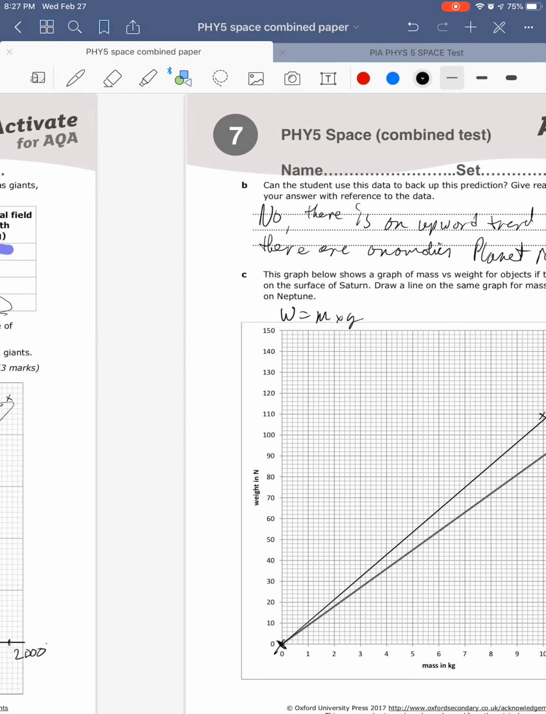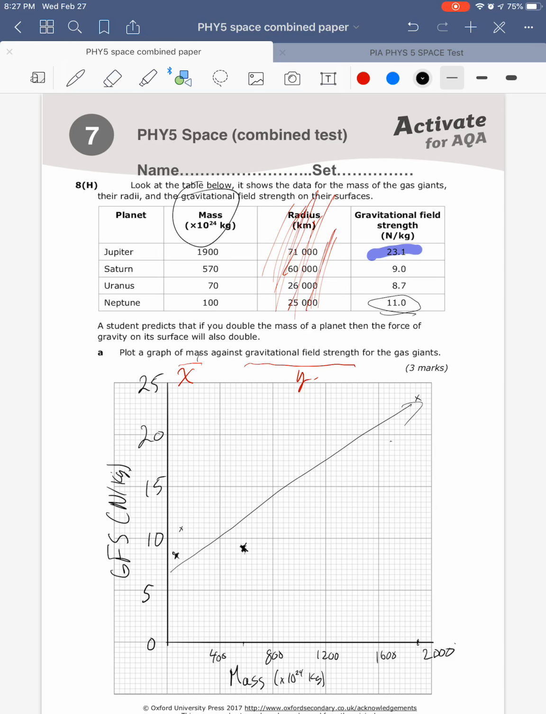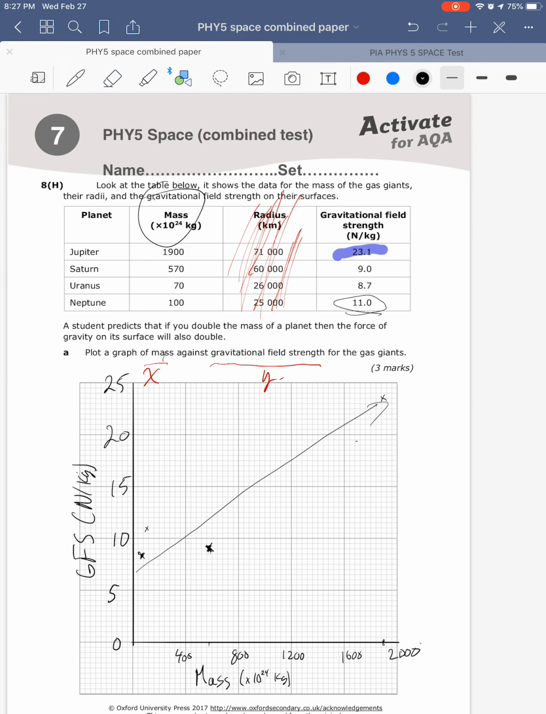All right, I'd like you to try, on a separate piece of graph paper, to redo that graph. Try and do that graph on your own now.